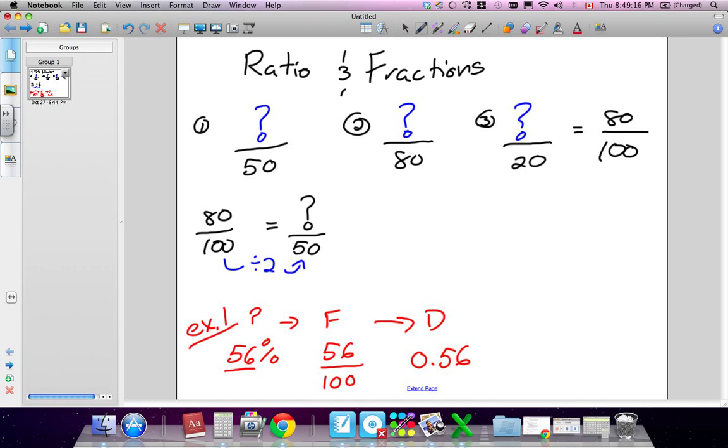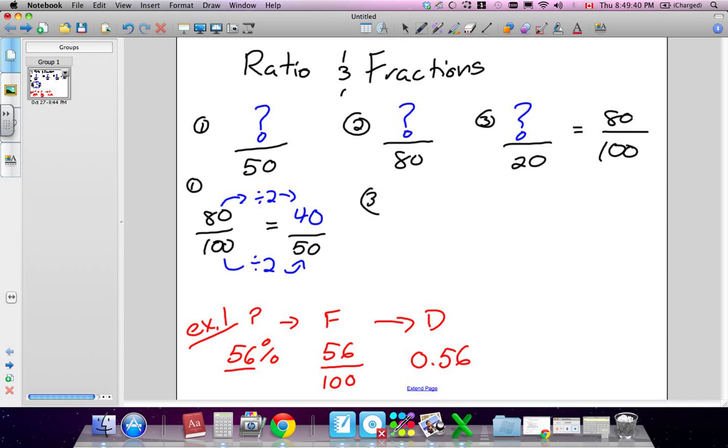So what would I do at the top? 80 divided by 2. What's half of 80? 40. We get 40. So there's our first test. Let's use the same idea. That was test 1. Let's go to test 3 next.